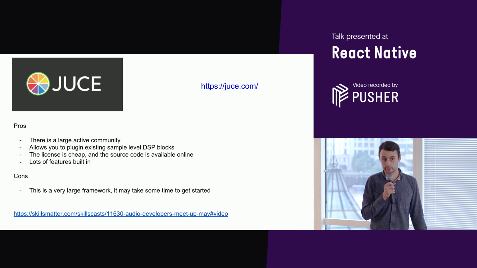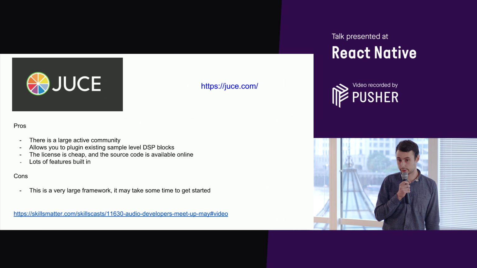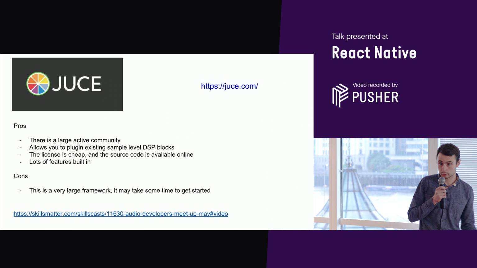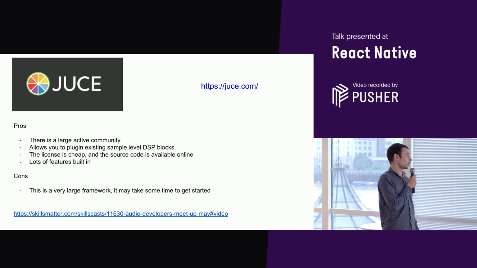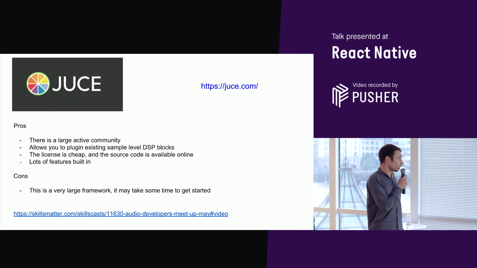So the next one is Juice. The pros of this one: it's got a very large community. The Juice forum, you can go on there. There are all sorts of different examples that people have posted. There are question topics about React Native, and about different types of DSP blocks you might want to build. So yeah, for a community, I can definitely recommend the Juice forum, it's very good.